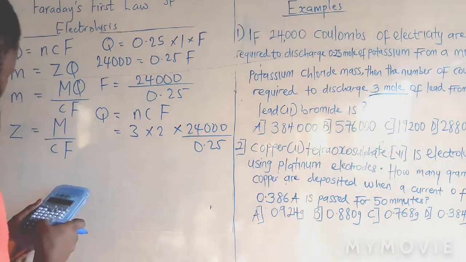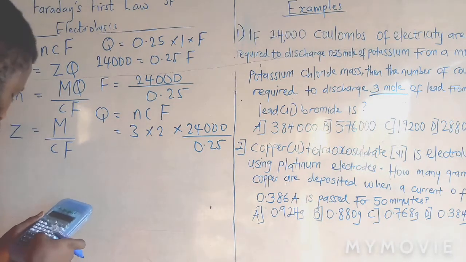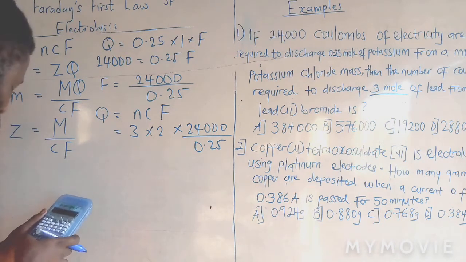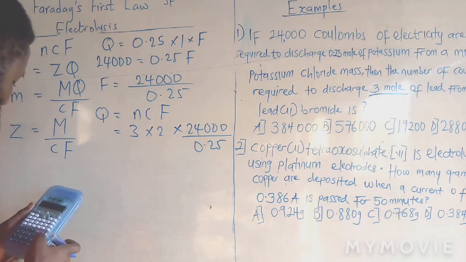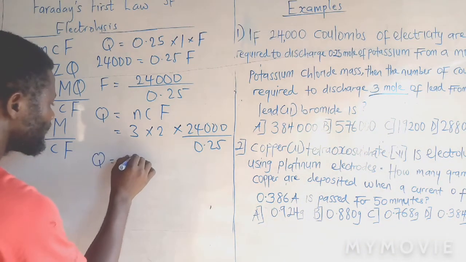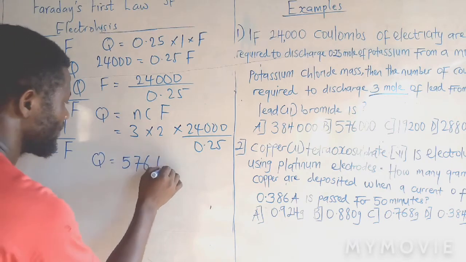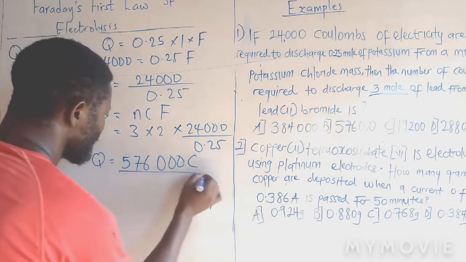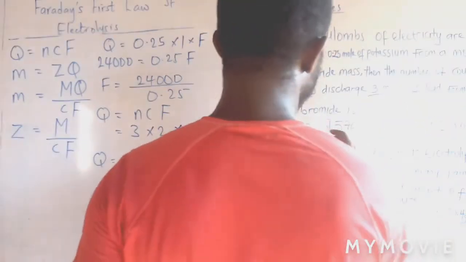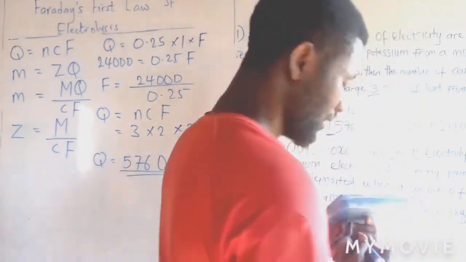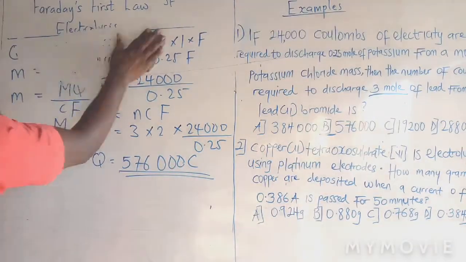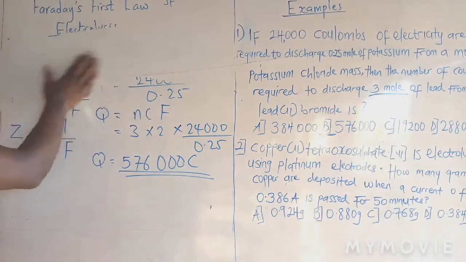So if I use my calculator, 3 times 2 times 24,000 will give me this, divided by 0.25. I will have my Q is equal to 576,000 coulomb. That is the correct answer for this question. So the correct option here is B. That is for that question. Now let's look at the next question.